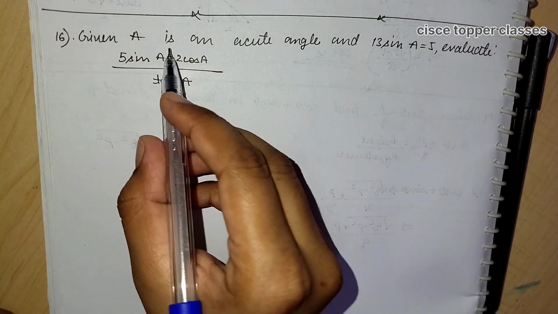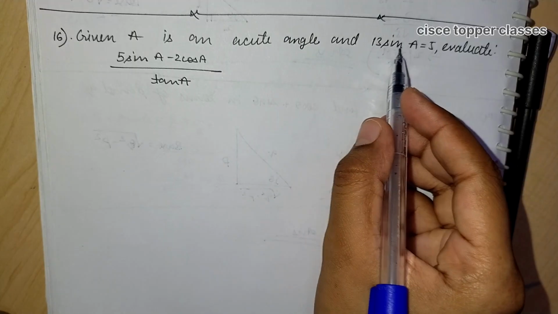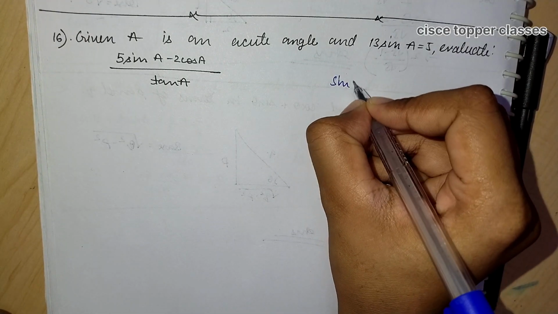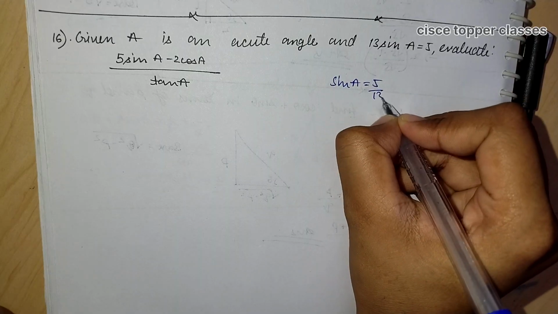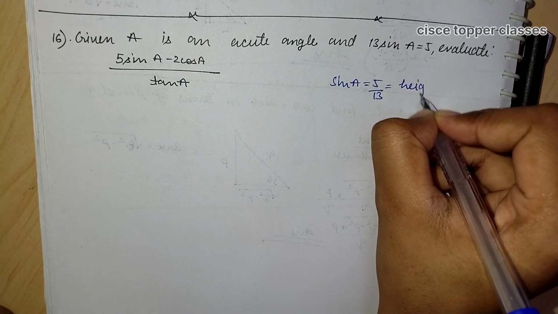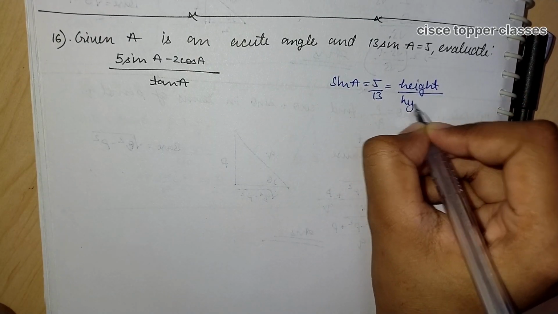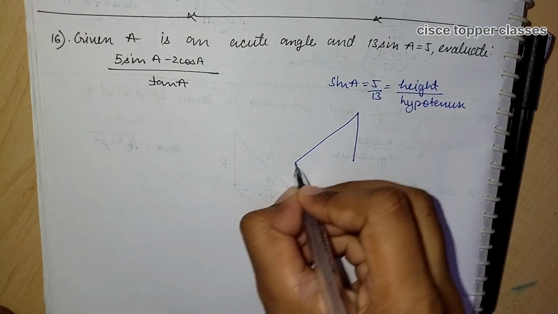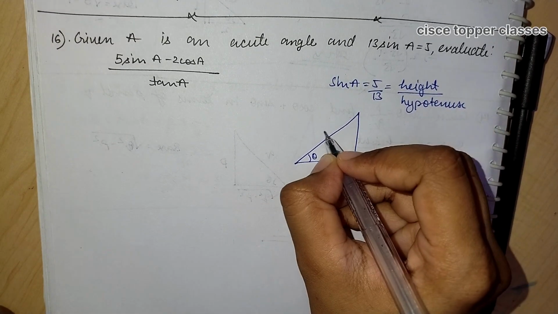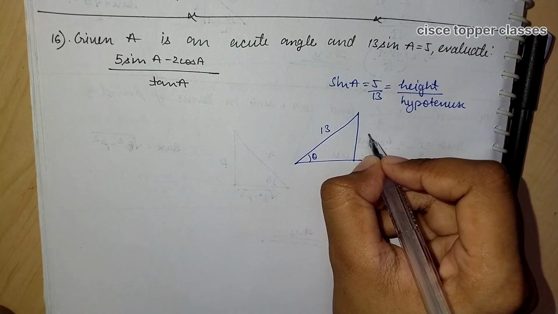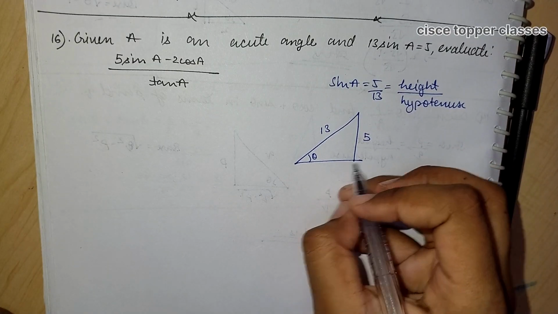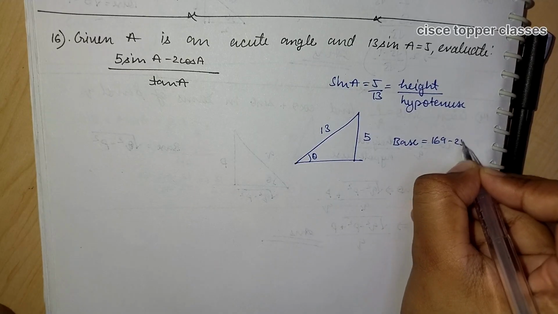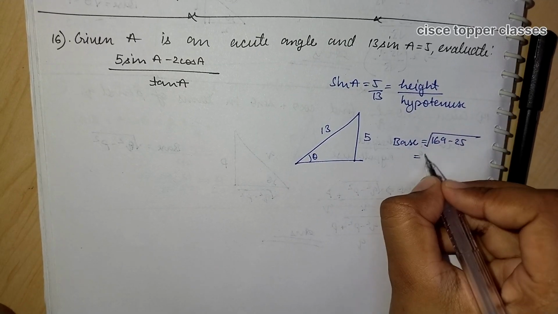Solve here 16 question. Given A is an acute angle and 13 sin A is given to us as 5. So we can write sin A as 5 by 13, means this will be height by hypotenuse here. So we'll draw a triangle. Let this triangle be like this here. This is theta here and this is 13 and height is 5. Base also we can find from this only. 169 minus 25 under root of that. This will be 12 here.